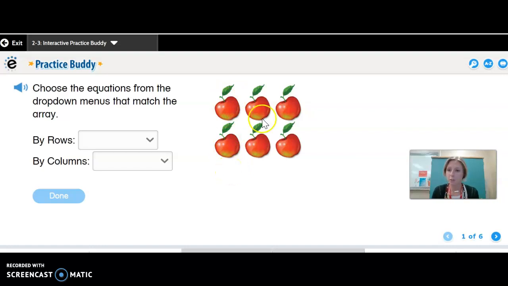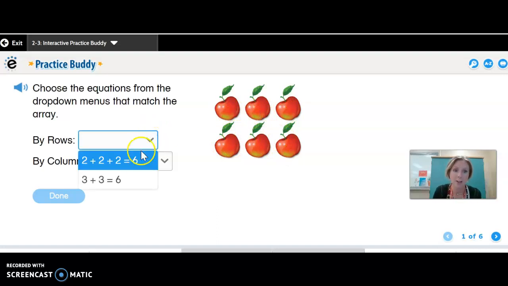So we're going to be looking at these groups of numbers and breaking them apart into their rows and into their columns, okay? This is going to help us learn how to do multiplication down the road. So let's start. It says here, choose the equations from the drop-down menus that match the arrays. So first, by rows. Let's look at the rows. I have two rows. How many apples are in the first row? 1, 2, 3. How many apples are in the second row? 1, 2, 3. Okay, so 3 plus 3. Let's look at our rows and see if there's an option. 3 plus 3 is in the row.